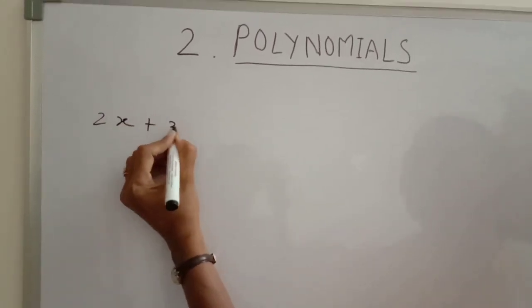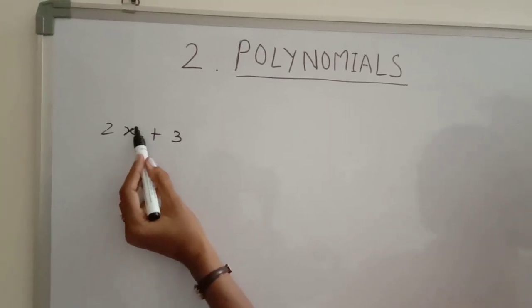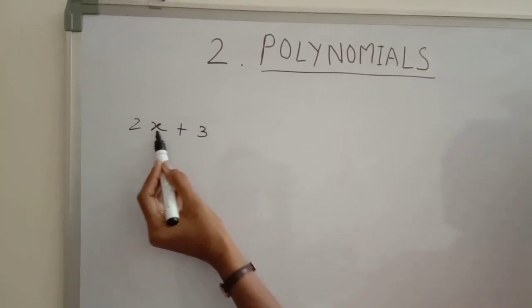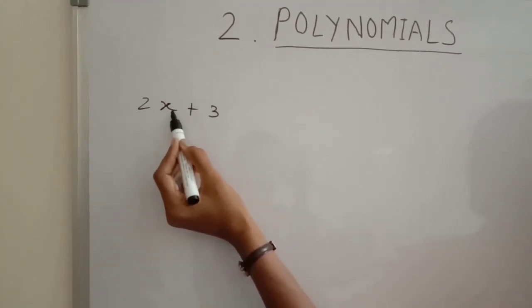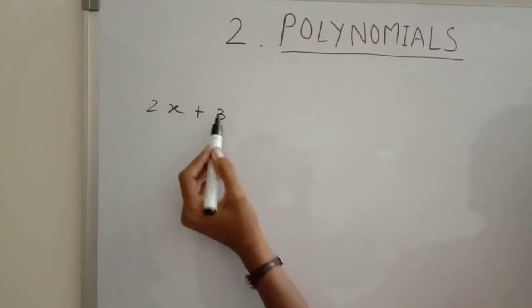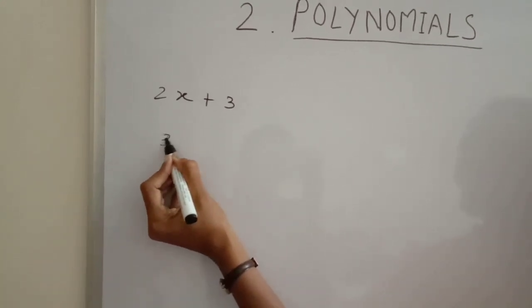2x plus 3. This is a polynomial. Here x is the variable, 2 is the coefficient of x and 3 is the constant term. And the power of x, that is the exponent of x, is 1. So this is a polynomial.